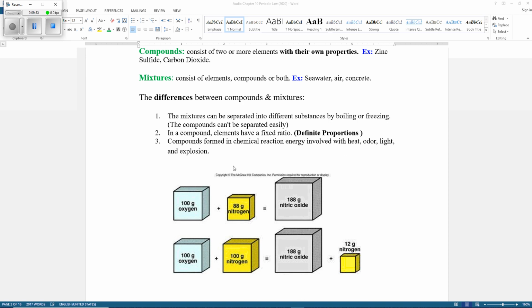One important property that differs between a compound and a mixture is that when a compound is formed, it always has a fixed percentage, a fixed ratio. 100 grams of oxygen always combines with 88 grams of nitrogen. Now what if I have a mole? 100 grams of oxygen and 100 grams of nitrogen will still make the same amount, and 12 grams of nitrogen is going to stay away, because you cannot change the ratio.